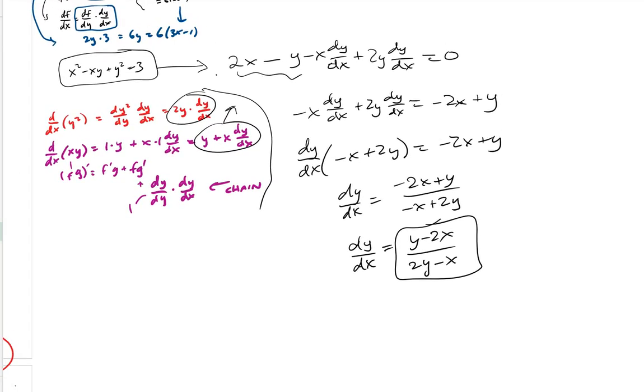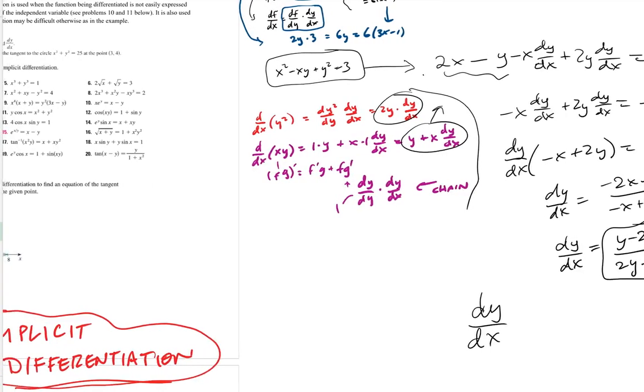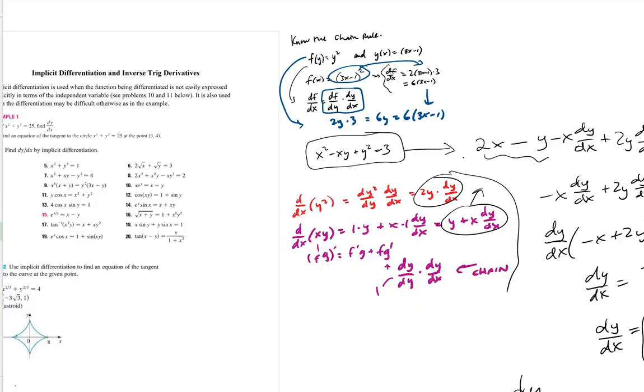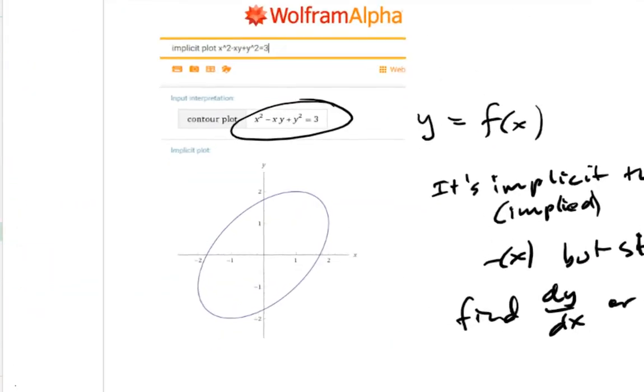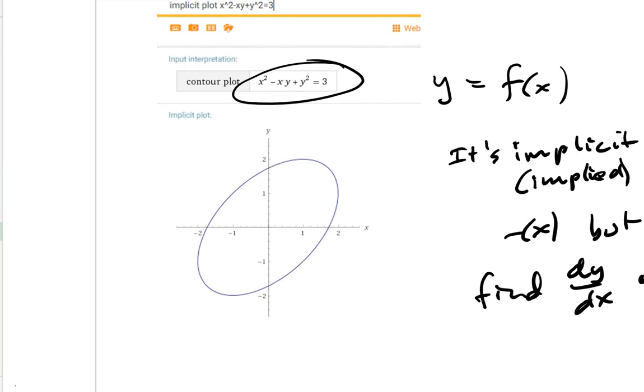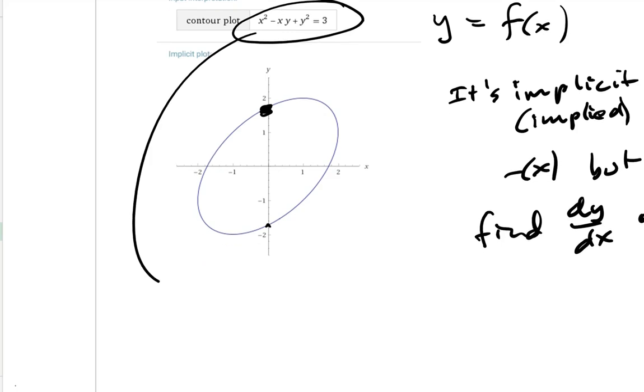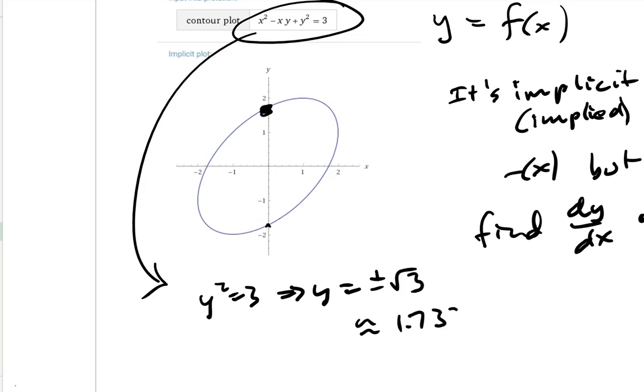All right, so for example, dy/dx. Let's say x is 0. So where's my graph? Here it is. So when x is 0, yeah, that's where it hits the y-axis. All right, so when x is 0, plug in 0 there. You get y squared equals 3, which is y equals plus or minus root 3, or about 1.732, and that looks like about 1.7 right there.